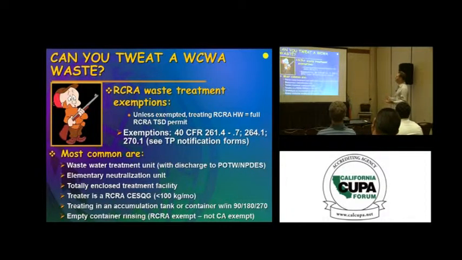So the common ones are wastewater treatment units, and this is what you see people treating on-site, discharging to a publicly owned treatment works. What are they doing? They have a waste that maybe is 99.9% water and 0.1% hazardous waste. It makes it all hazardous waste, but the actual amount that's hazardous is that small fraction. So what are they doing there? They're separating the water from all the other stuff. They're discharging the water to a treatment facility, and they're managing the waste. So the EPA allows them to do that.